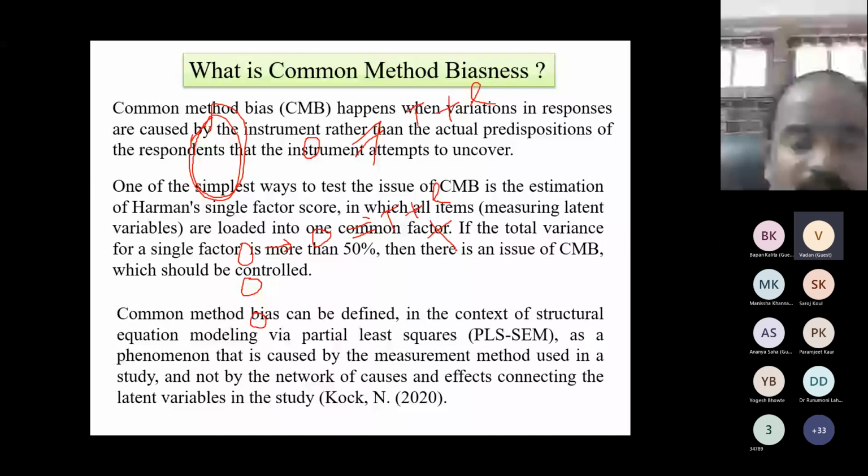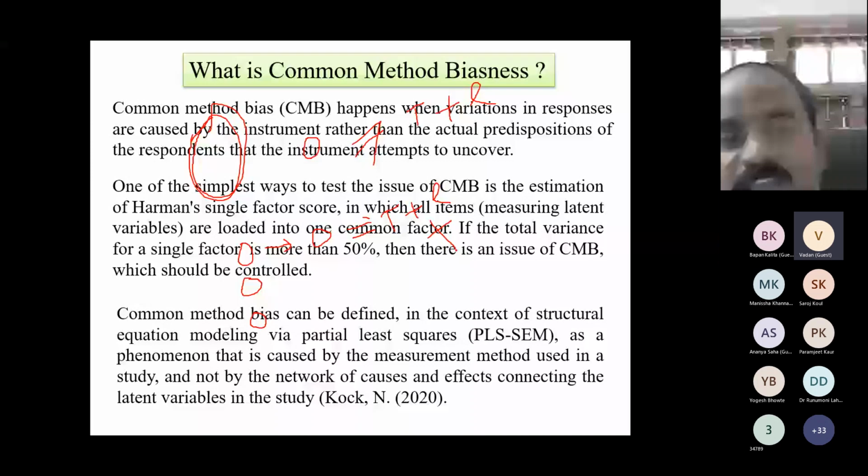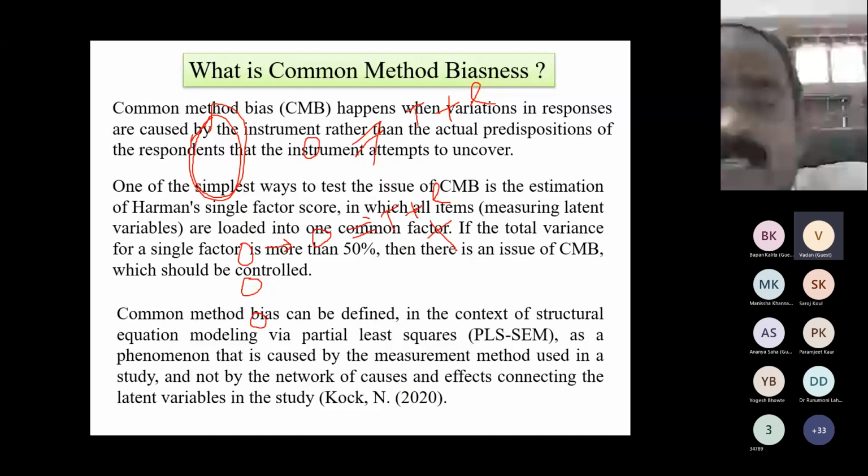I hope all of you are clear till now. The fundamental of common method biasness: what does CMB say? CMB says variations or disturbances are happening by the method, not by the variance in predisposition of the respondents. The difference is not in the respondents' minds, the difference is in the method.